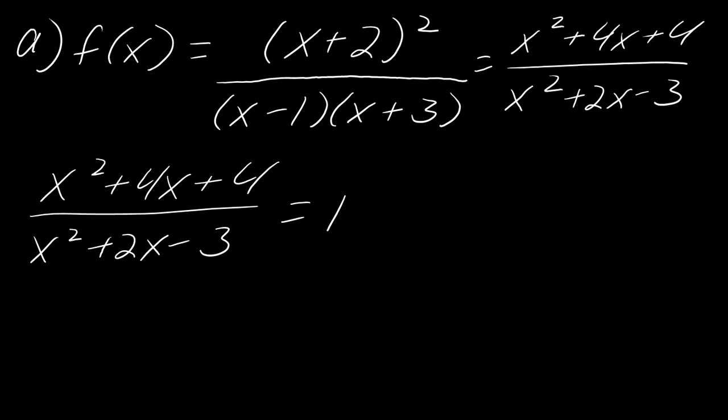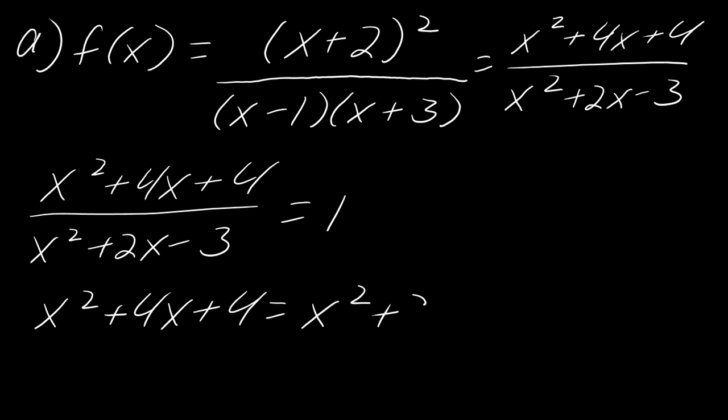To solve this, the first thing I've got to do is multiply both sides by the denominator. What this gives me is x squared plus 4x plus 4 equals x squared plus 2x minus 3. Notice I just dropped the 1, because multiplying 1 by this will just give me the same function, so I can do that.